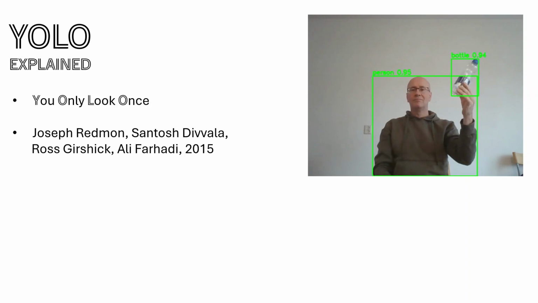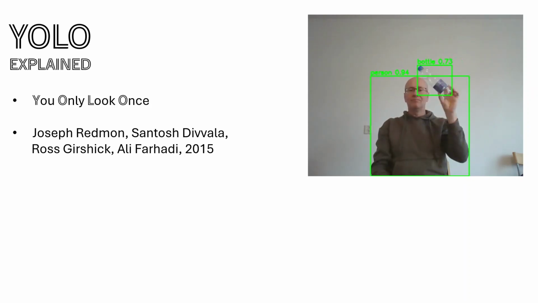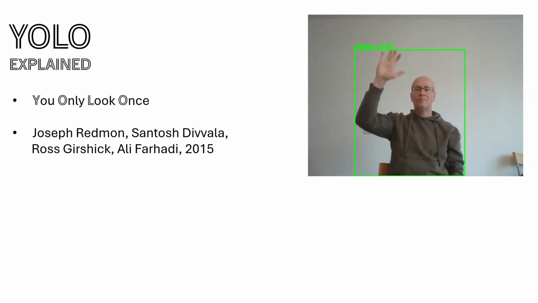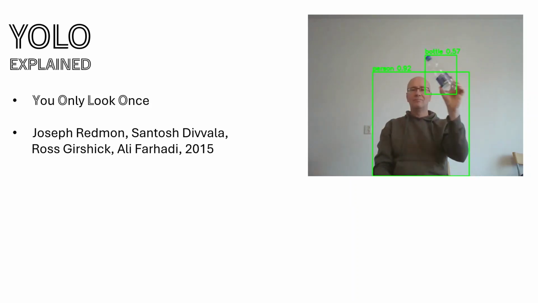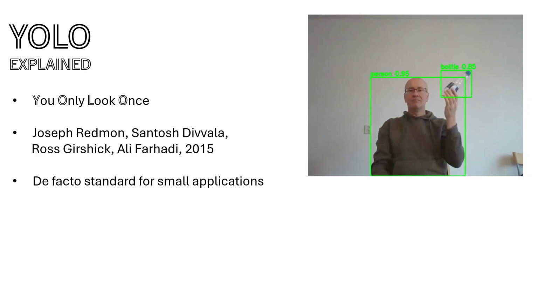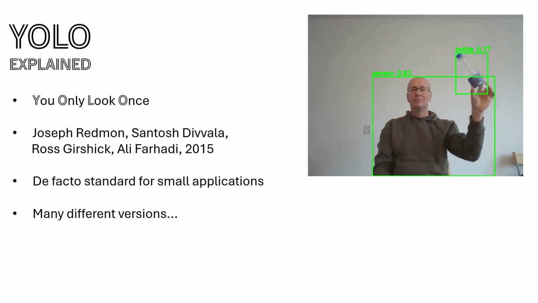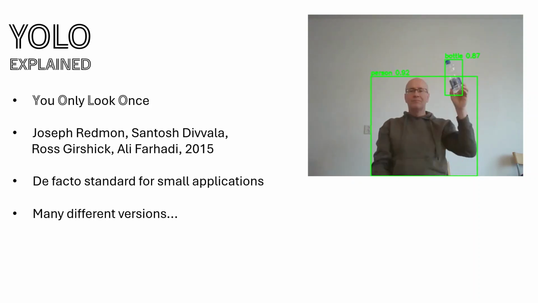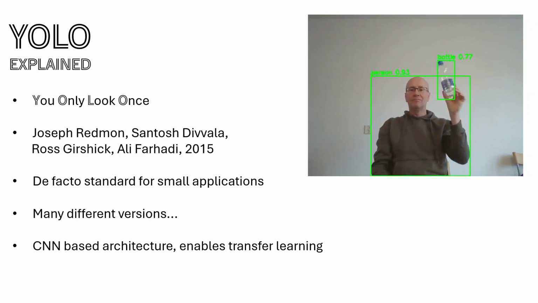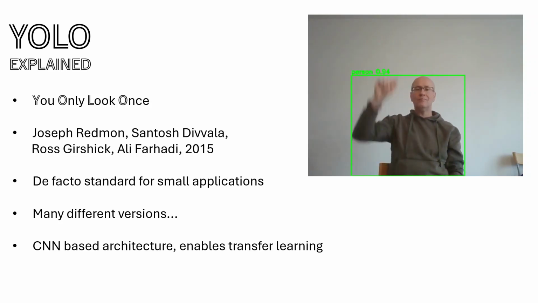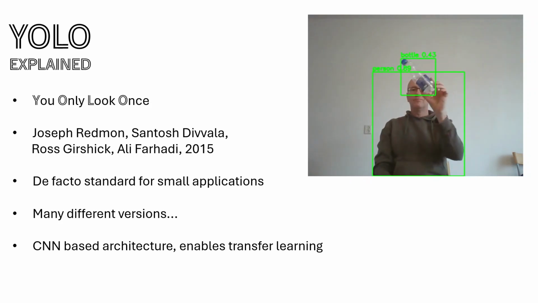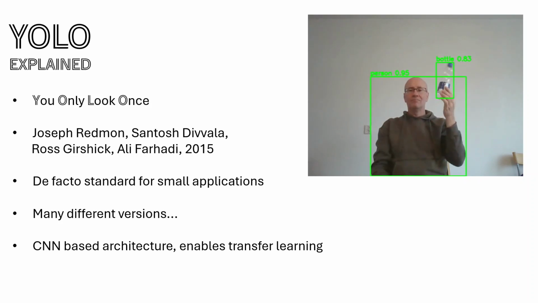And it was developed by Joseph, Santos, Ross and Ali, the original version in 2015, but now there's a lot more than the original versions. It's a de facto standard for small applications and it's really easy to work with. There's many different versions, so there's all the time new versions coming out. It's a convolution-based architecture, and it also enables transfer learning. The transfer learning, we'll come back to that at one of the last slides.